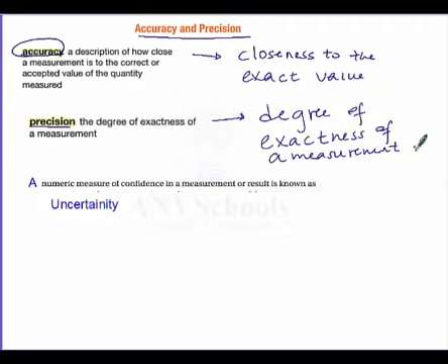A numeric measurement of confidence in a given measurement or result is known as uncertainty. When you say uncertainty, it tells us how confident we are in the exact result, whether we are very close to the exact result or far away from it. When we say we are certain, we mean that we are confident that our measurement is very close to the exact result. That's all we have for today.